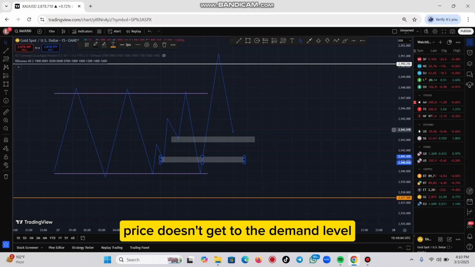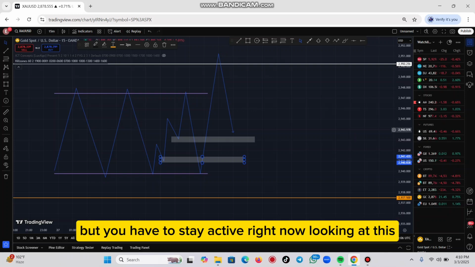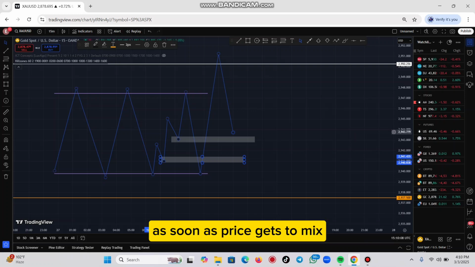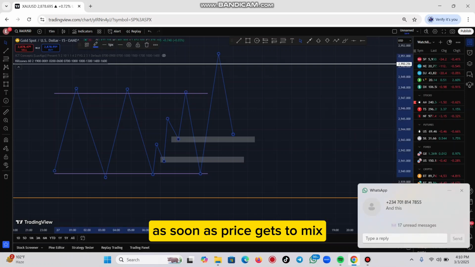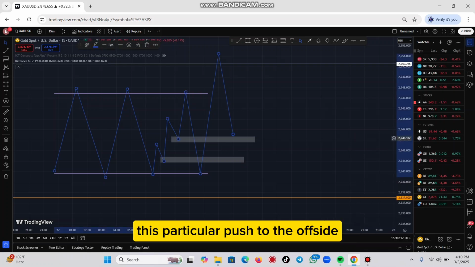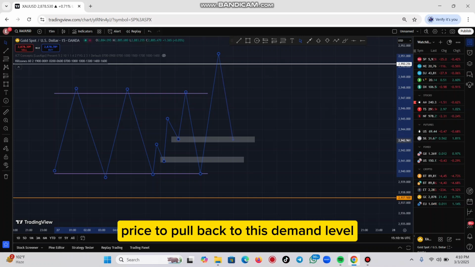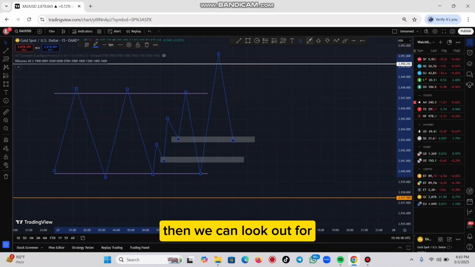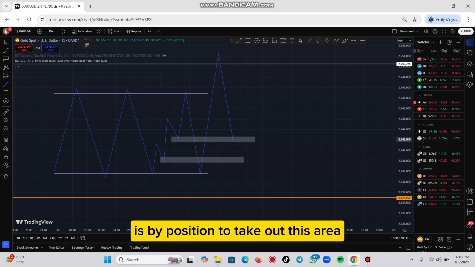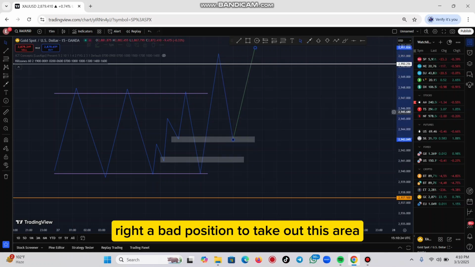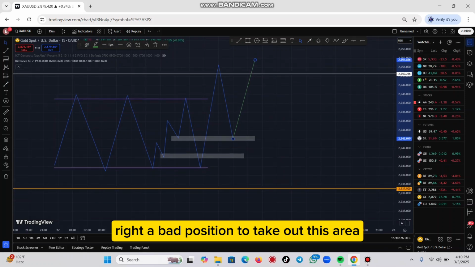At times price doesn't get to the demand level, but you have to stay active, right? Now looking at this, as soon as price makes this particular push to the upside, then we expect price to pull back to this demand level. Then we can look out for a buy position to take out this area, right? A buy position to take out this area.